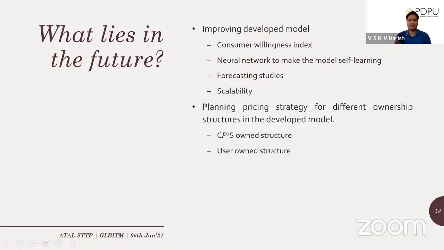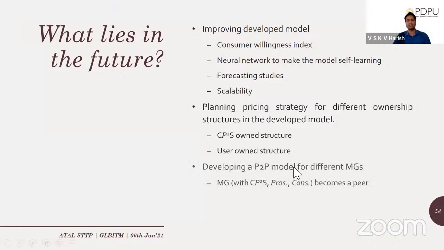Also, the planning and pricing strategy for different ownership structures. Who would be the owner of this? If the centralized peer-to-peer station is the owner, what should the planning structure be? If it is a community-based system with each and every user, then what should the structure be? Can each and every microgrid in itself act as a peer? Because we worked on an off-grid scenario, but that was a grid-ready solution, so that whenever the grid comes into the picture, that asset can be taken by the particular distribution utility.